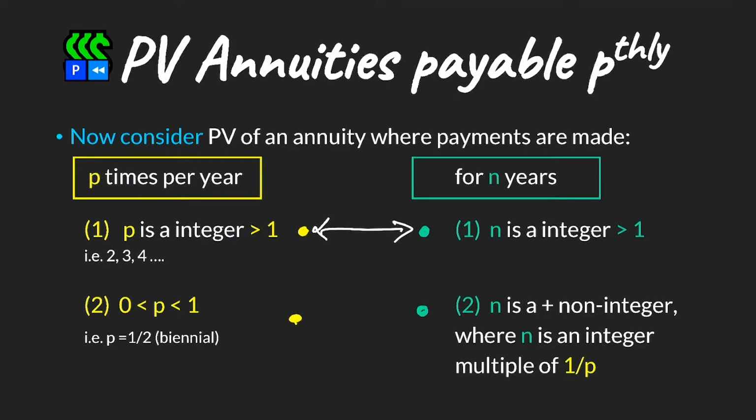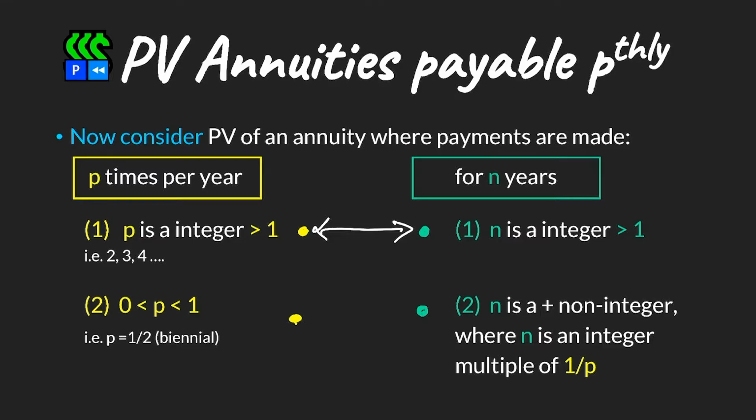We've got two other cases where p is a fraction between 0 and 1, and where n is a positive non-integer, in other words a positive fraction, where n is an integer multiple of 1 over p. This is an important condition, and we will look at this a bit more closely in the slides to follow.